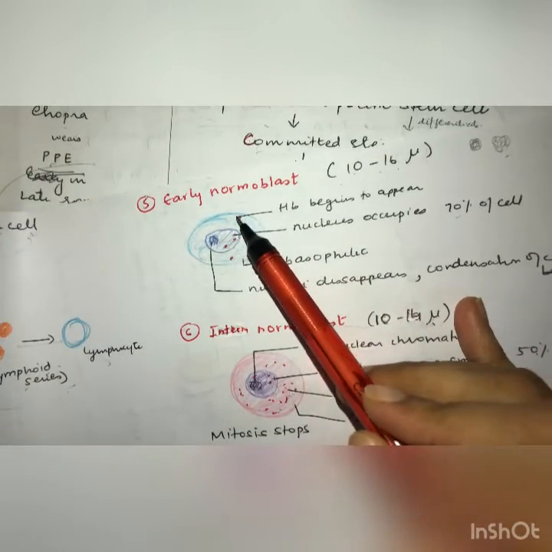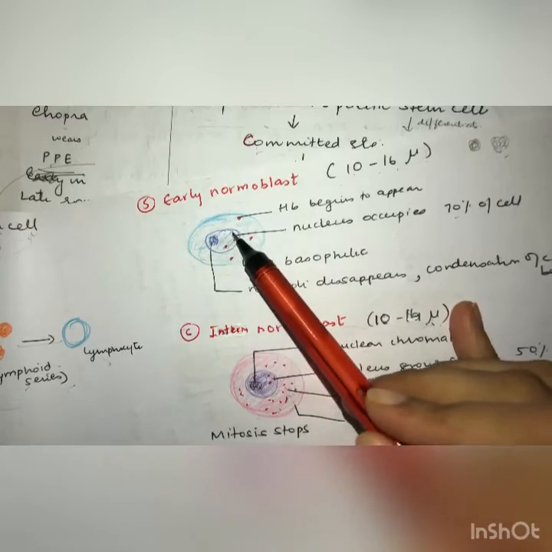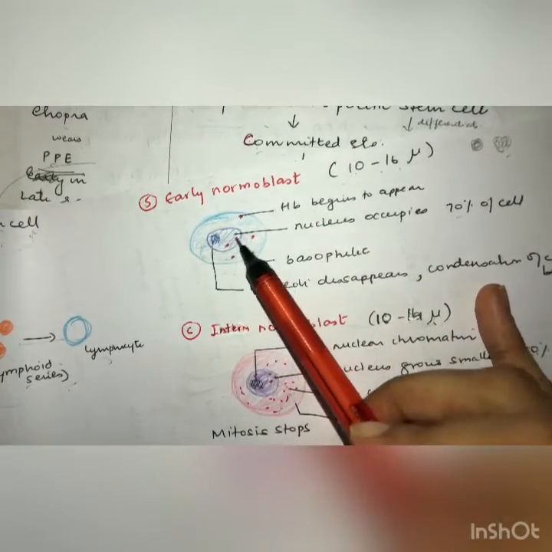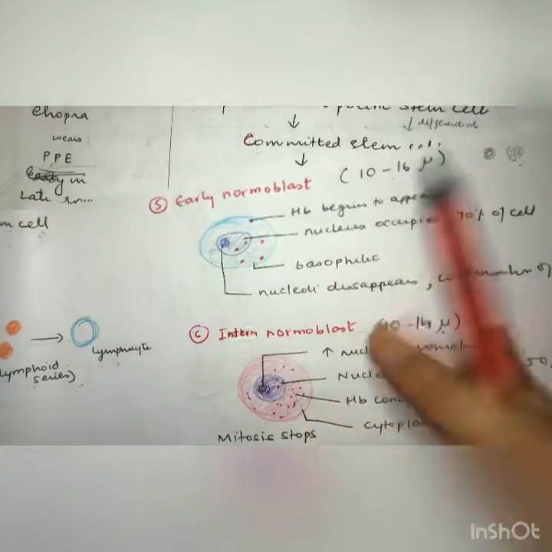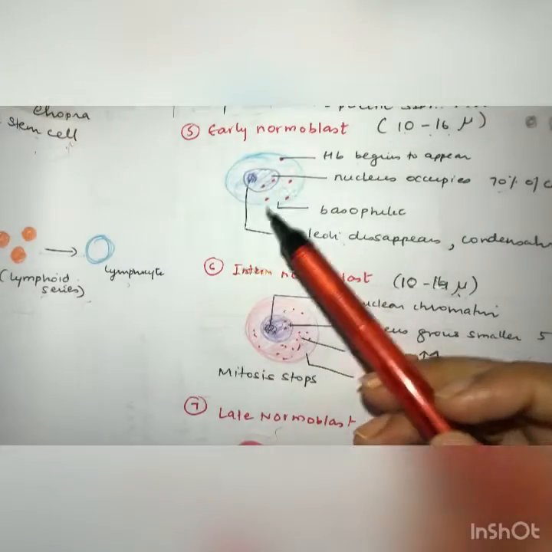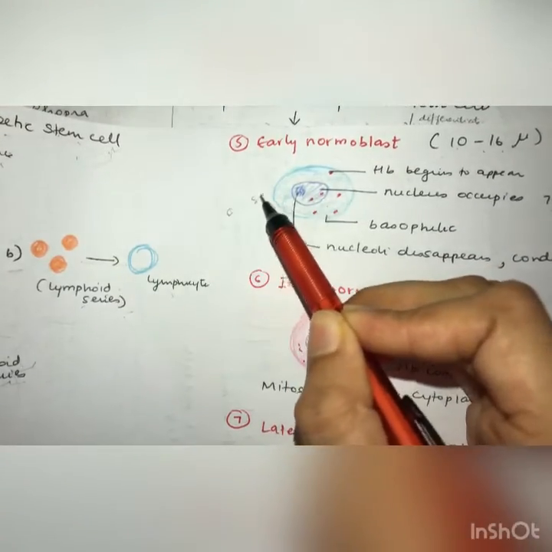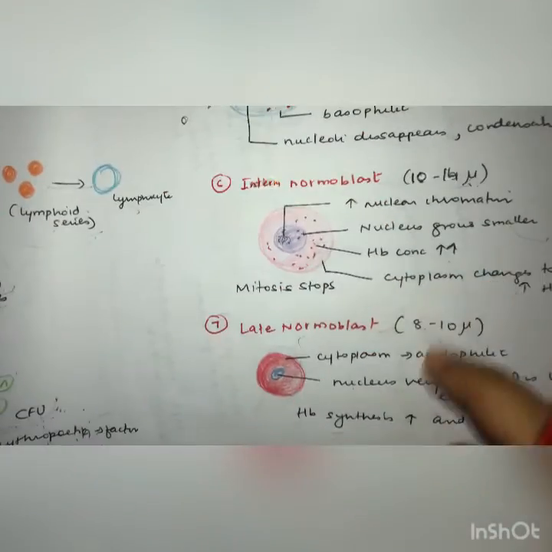Then we have the early normoblast, which is 10 to 16 mu, and it has a smaller nucleus which occupies 70% of the cell. It is basophilic, and HP starts appearing, hemoglobin starts appearing. The nucleoli which was present in proerythroblast starts disappearing, and there is condensation of chromatin. The chromatin fiber starts condensing.